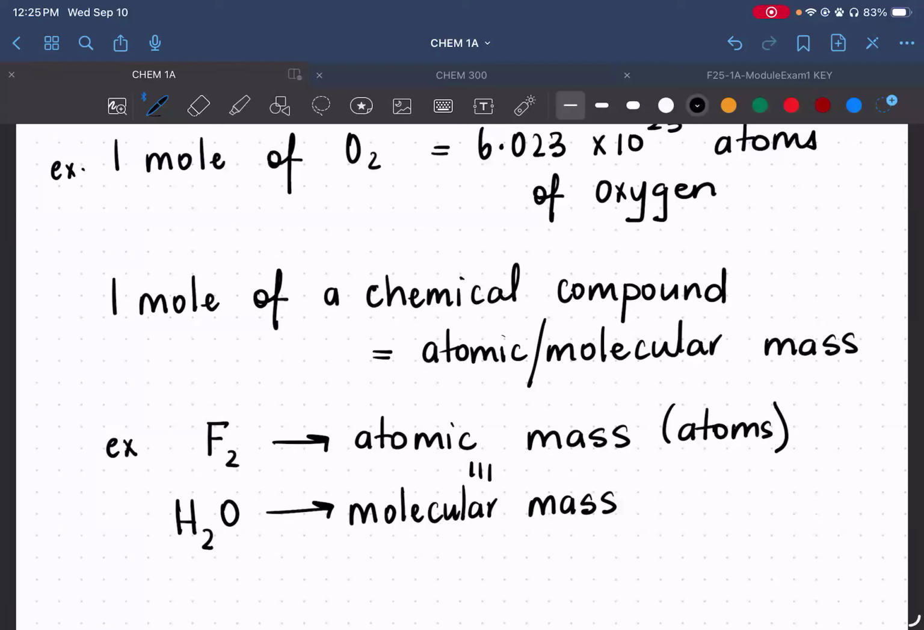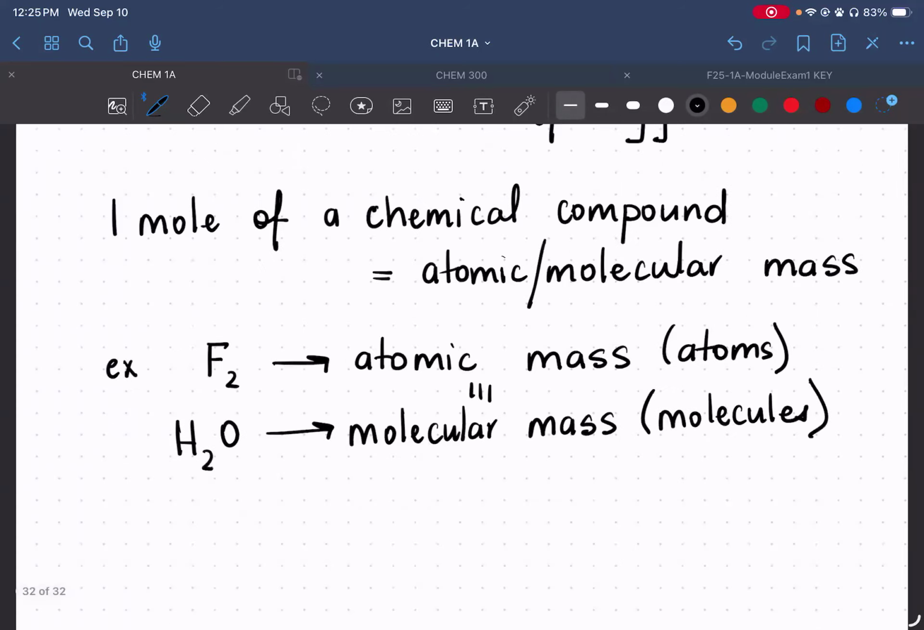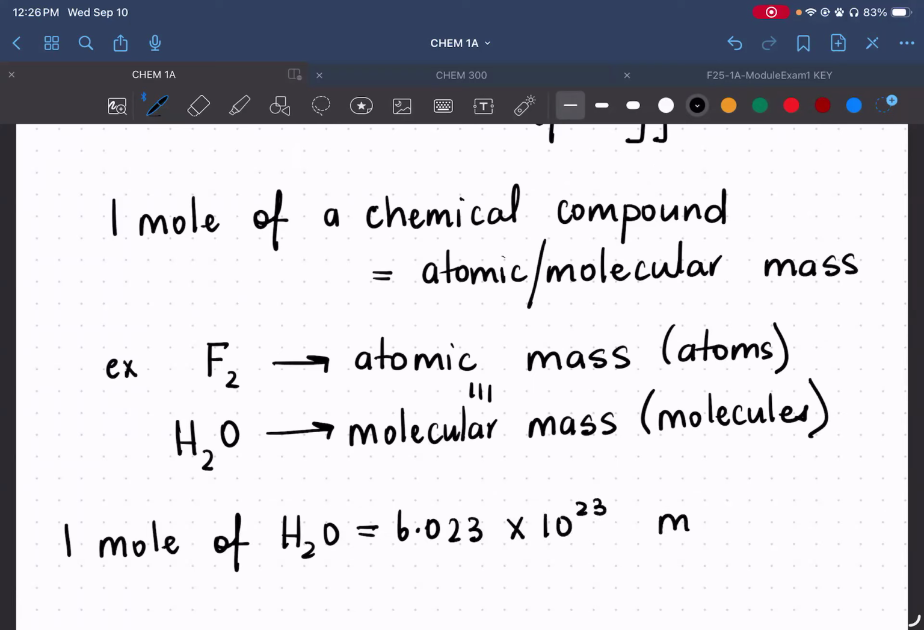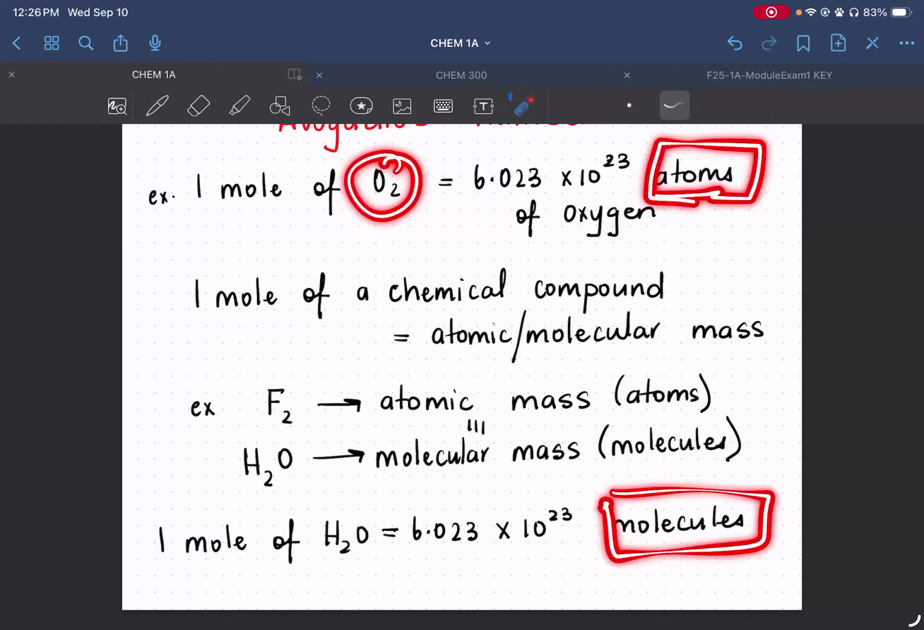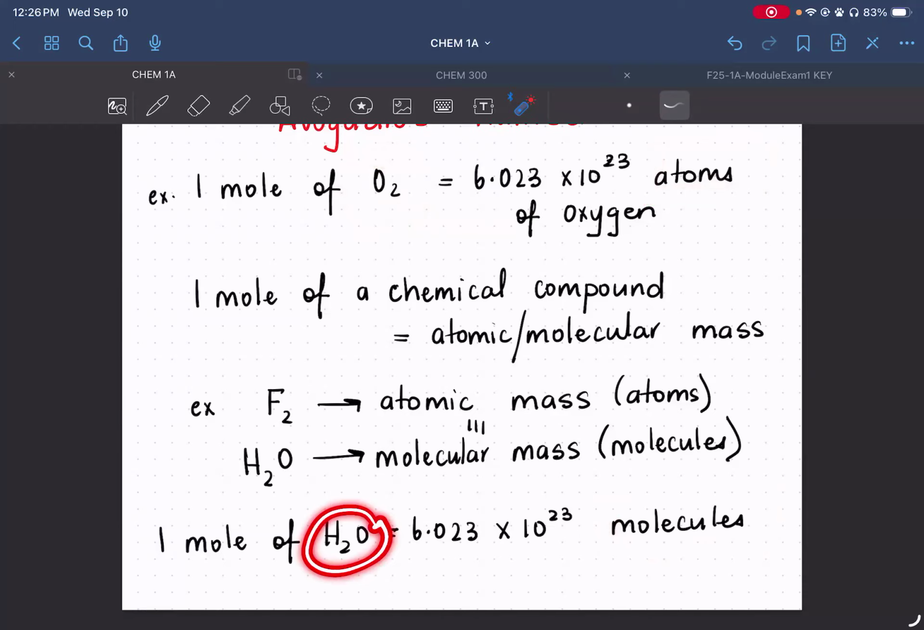In the same logic as molecular mass, we sometimes use molecules. What does that mean? That means that 1 mole of water, H2O, is equal to 6.023 times 10 to the 23 molecules. Earlier for oxygen, we had said the same thing, but we used the term atoms. I just want to really make it clear that the use of the word atoms or molecules simply depends on if you're working with a molecule of two different atoms or just a single kind of atom.